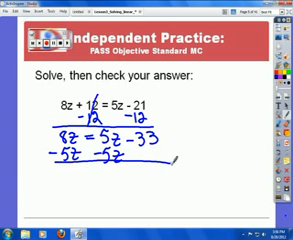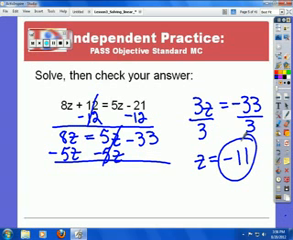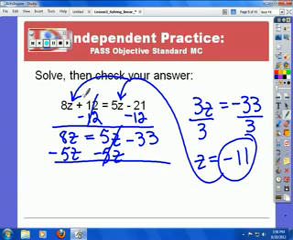8z plus a negative 5z gives me 3z. And the 5z and negative 5z cancel on the right side, leaving 0, and 0 minus 33 is negative 33. I then divide by a positive 3, and I end up with z equals negative 11. Again, you want to take your value and substitute it in for both of the z terms to see if you have an equal value for both sides.